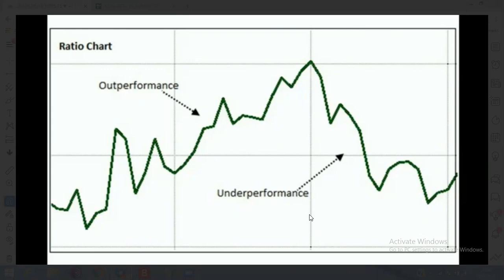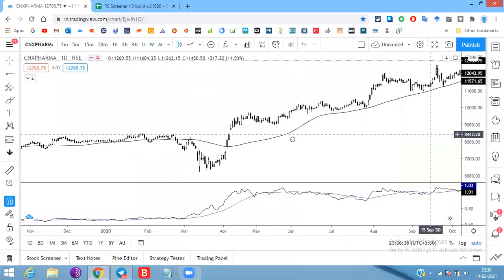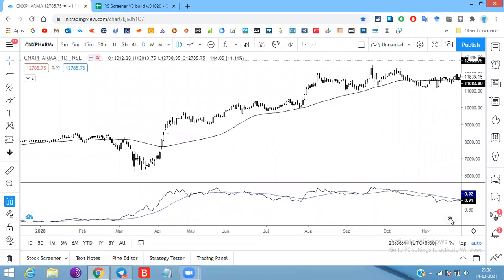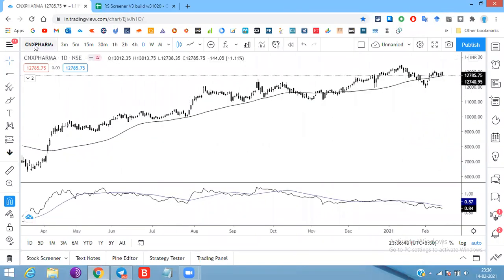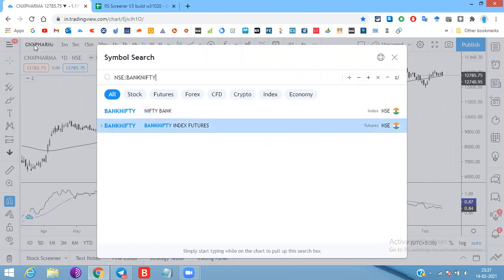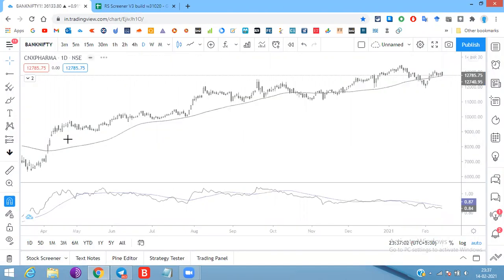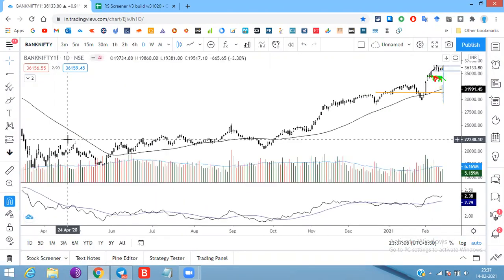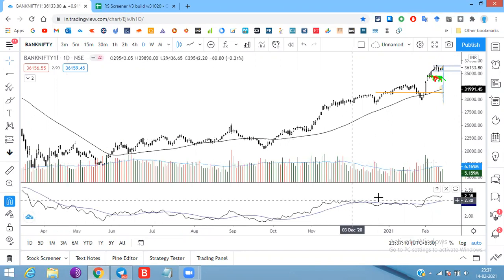So let's head over to spread charts. What are spread charts? Let me show you what are spread charts. So let me take Bank Nifty. What is happening? Okay. In Bank Nifty also we can see from this level there was a good outperformance. This was a good breakout level. So let me show you how to use spread charts.